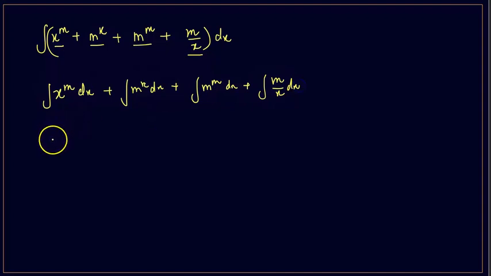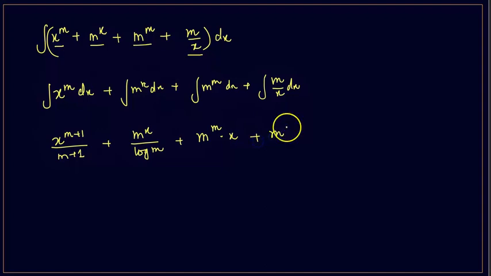So what is the integration of x to the power m? You will write it as x to the power m plus 1 upon m plus 1. And what is the integration of m to the power x? You will write it as m to the power x upon log of m. Since m to the power m is a constant value, you will write it as m to the power m into x. And the last one, you will write as m log of x plus c. So this is the integration that you will get.